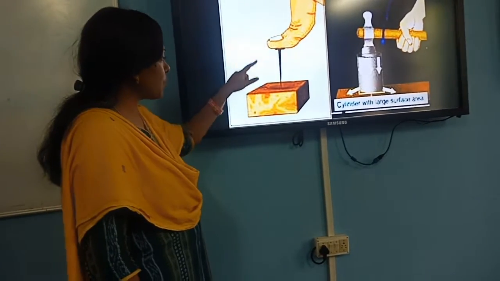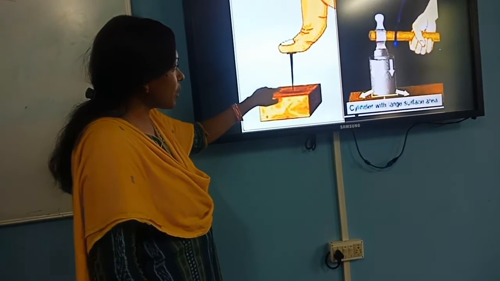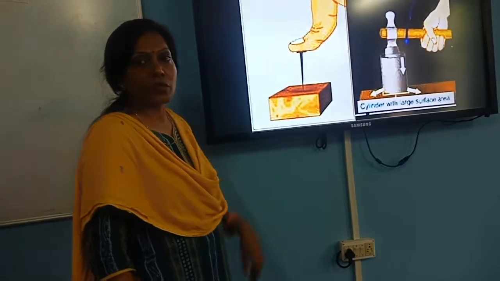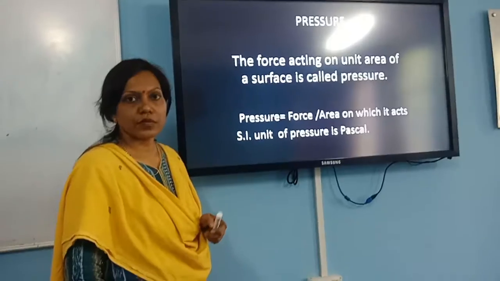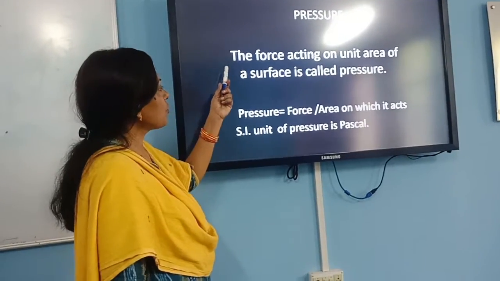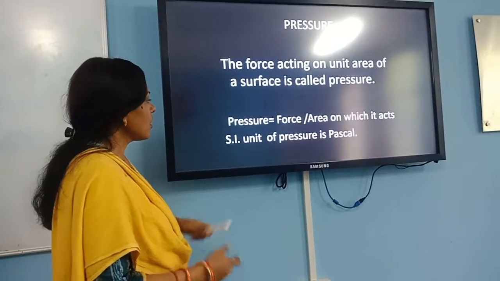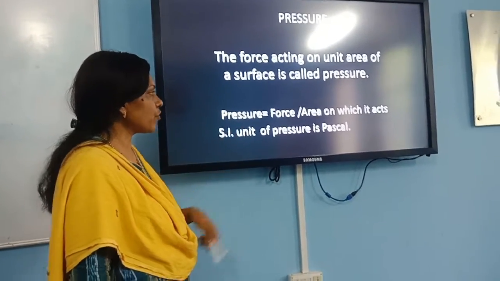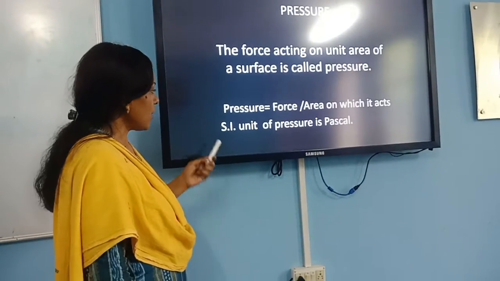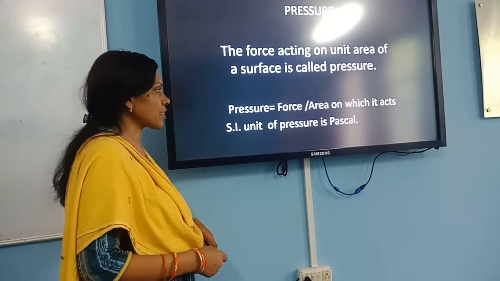It means force acting per unit area is known as pressure. So pressure is the force acting on a unit area of a surface. Mathematically, pressure equals force per area, and the SI unit of pressure is the Pascal.